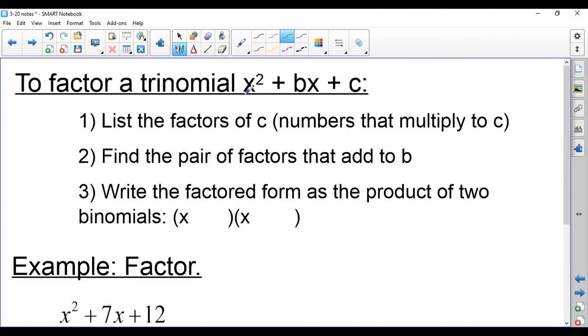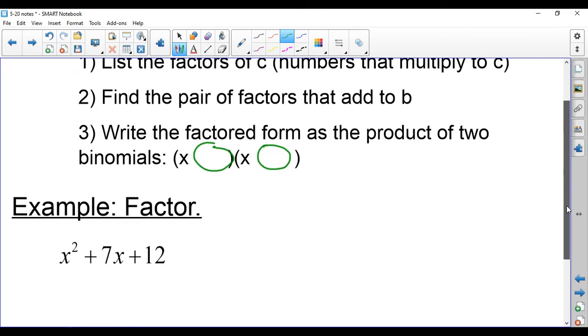Here are the steps. If we have x squared plus bx plus c, and you'll notice for the next couple of days, it's always going to be plus c. What do we need to do? We need to list the factors of c, the numbers that multiply to c. We're going to find the pair of factors that add to b. They multiply to the constant and add to the coefficient of x. Then we write the factored form as the product of 2 binomials, where there's an x first, and then the numbers we're going to fill in here and here.